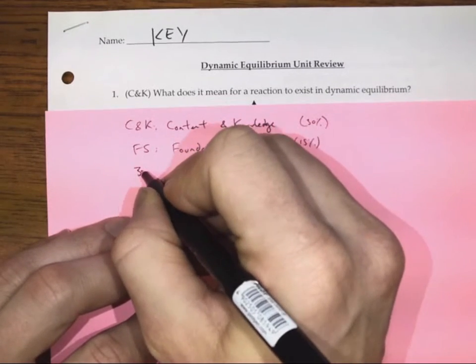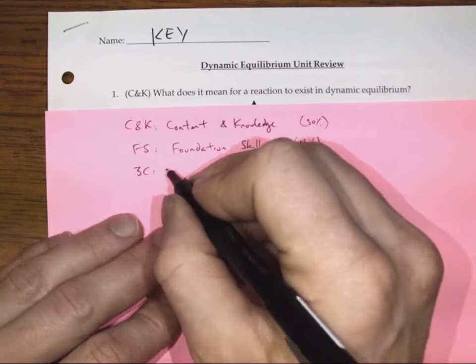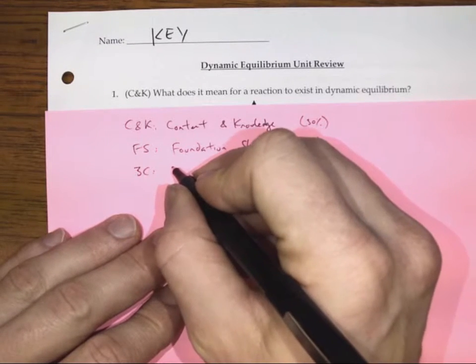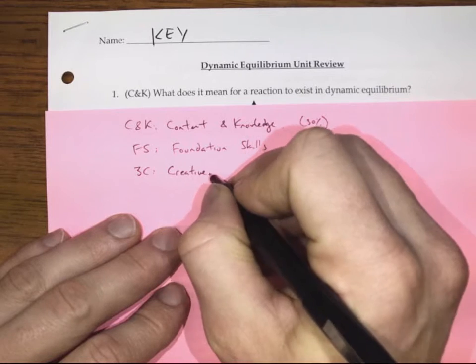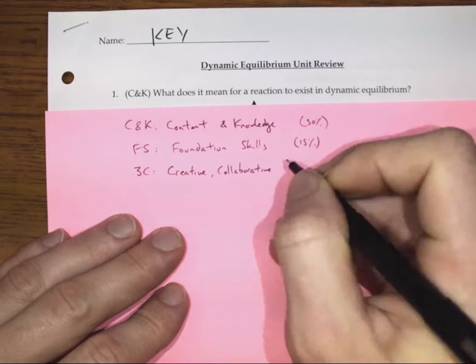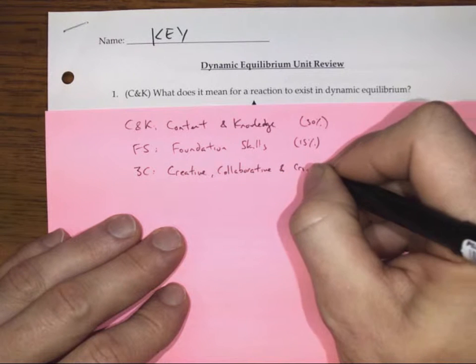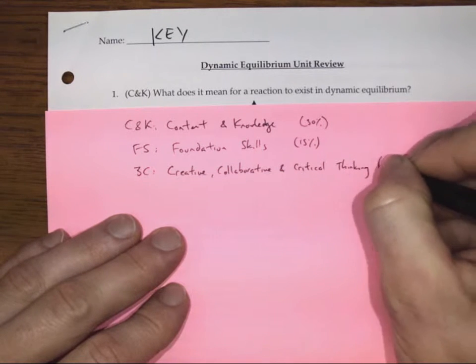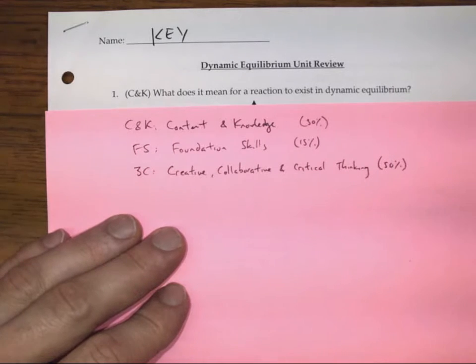And then you have these 3C markings next to the question. That means, of course, creative, collaborative, and critical thinking. And that's about 50% of Chem 12.